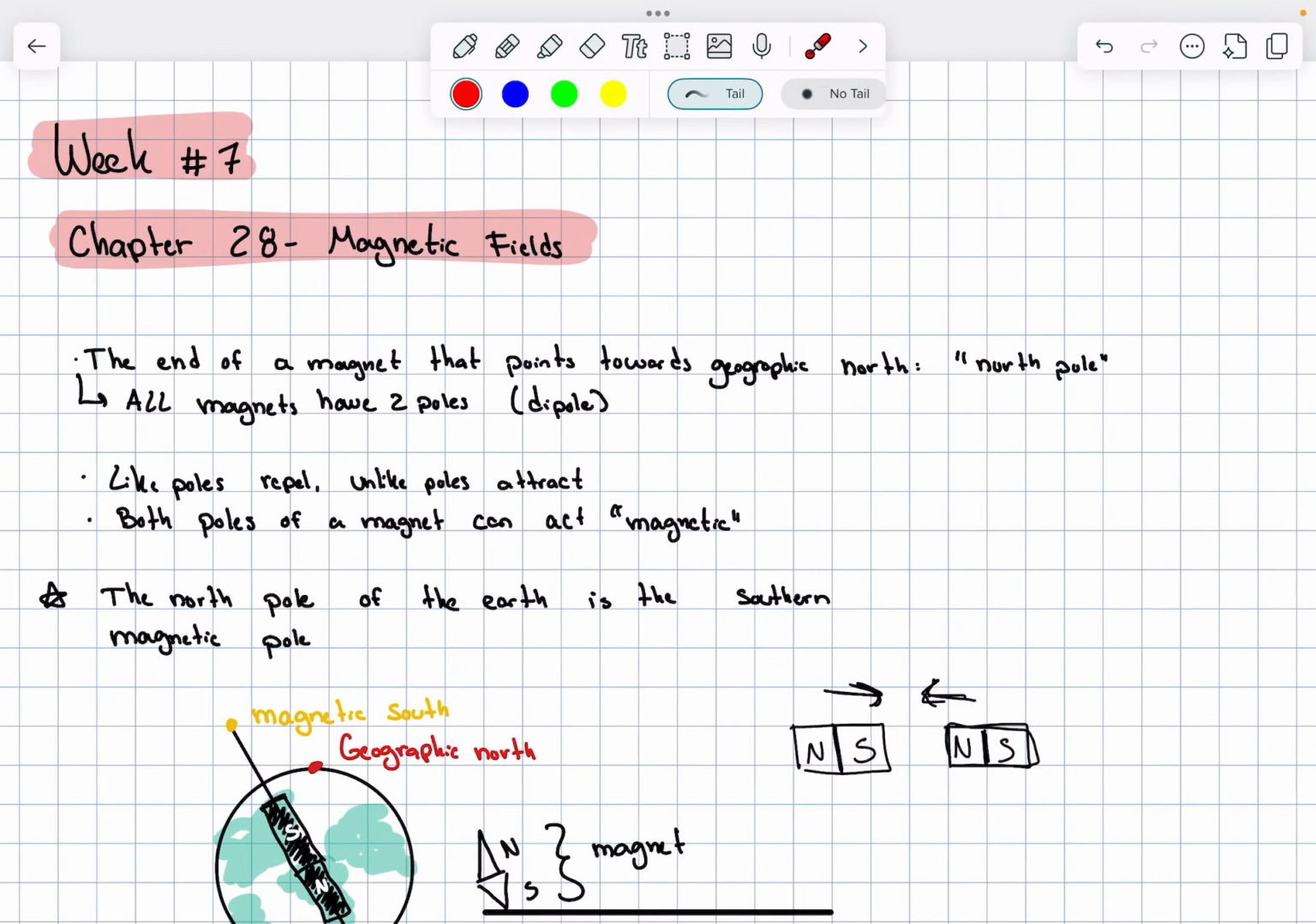So here I just want to cover some of the material from chapter 28, which was on magnetic fields. The idea here is at the end of the magnet that points towards the geographic north, we call it the North Pole. Now this is really just to be able to distinguish which one's the north and which one's the south pole of the magnet.